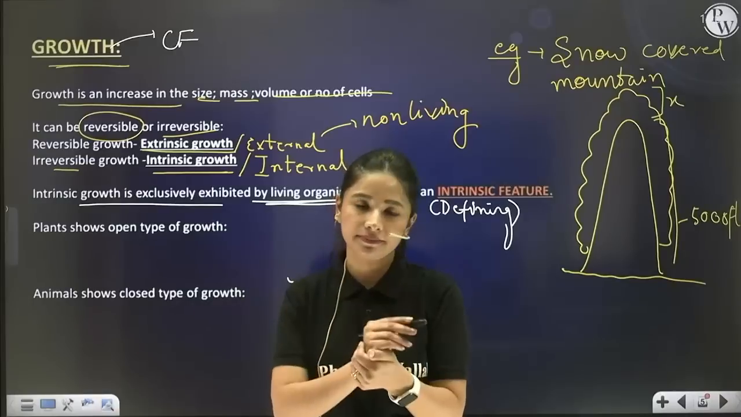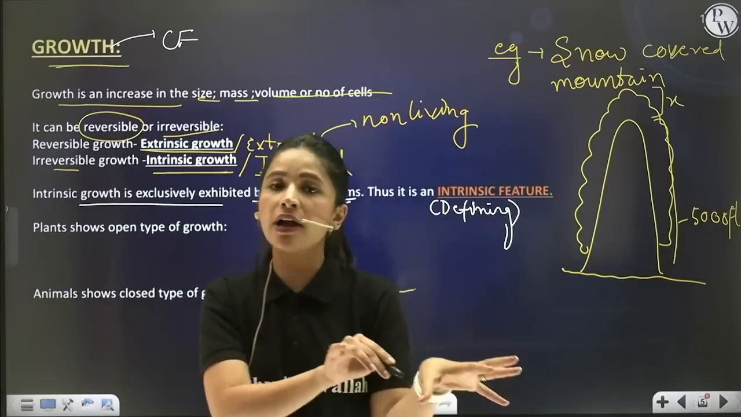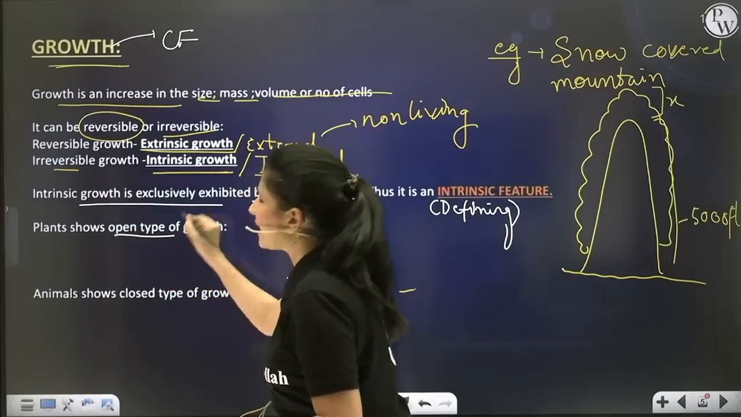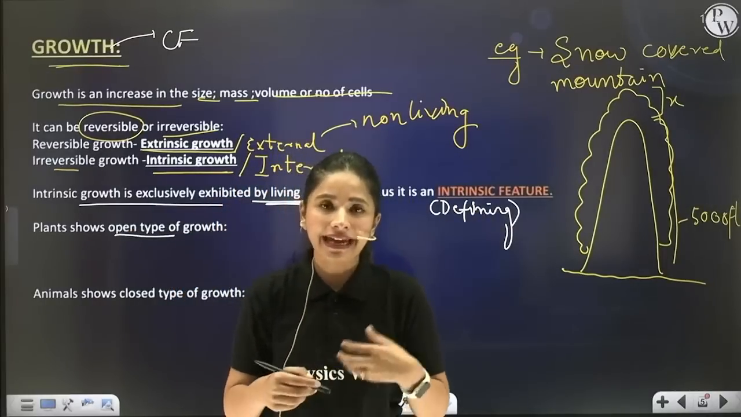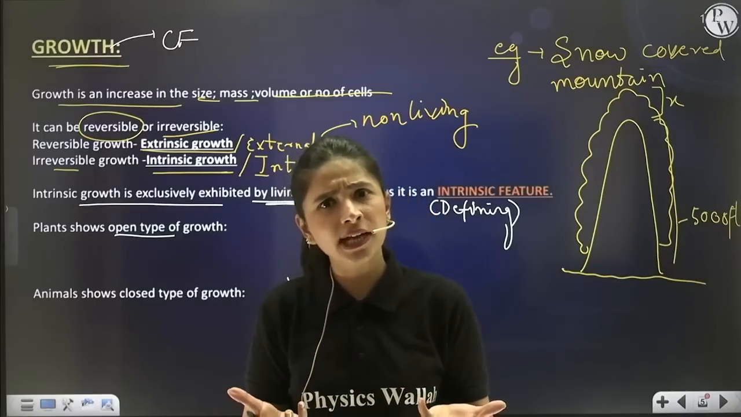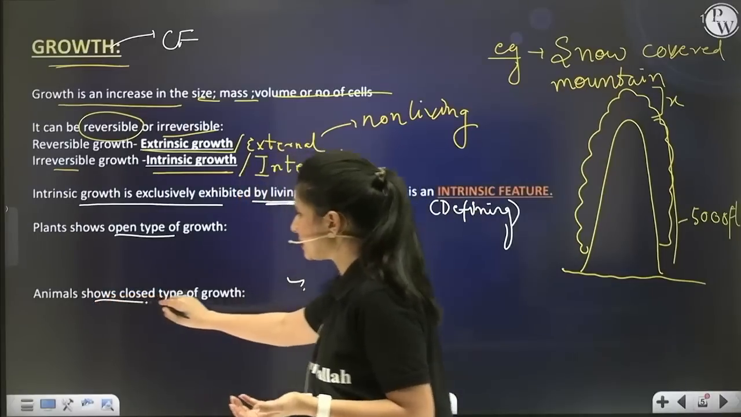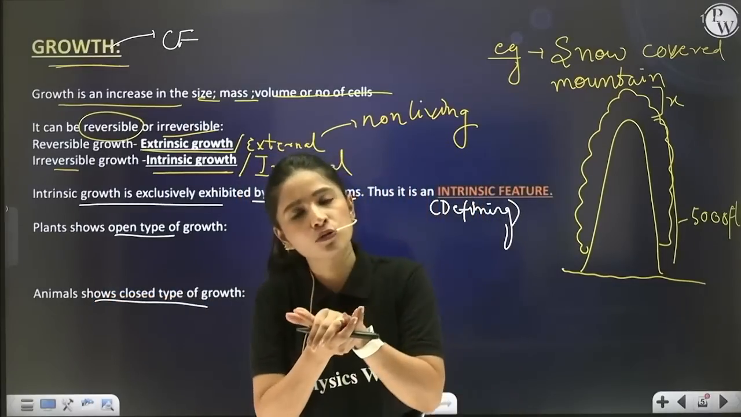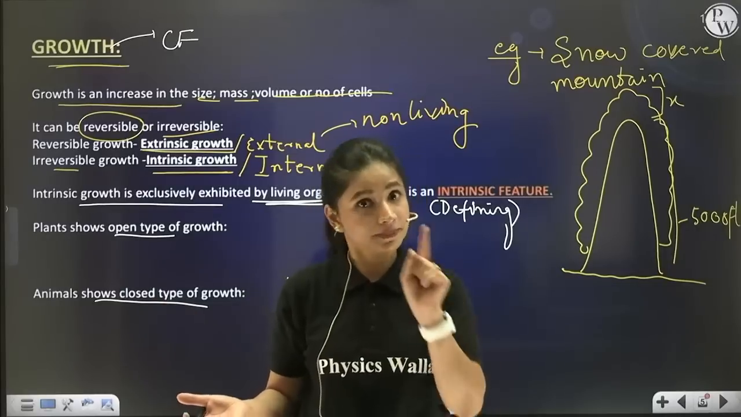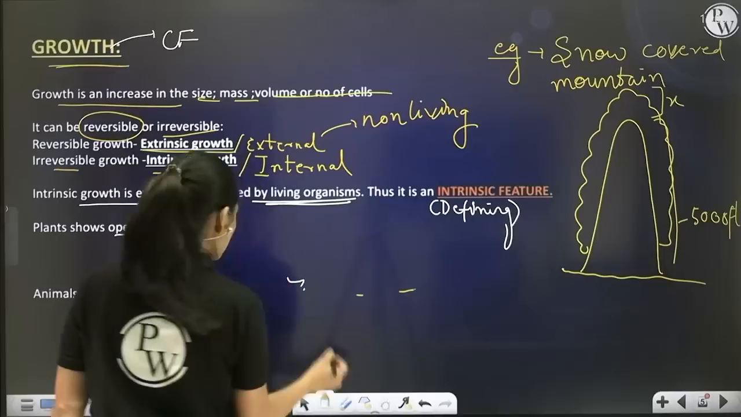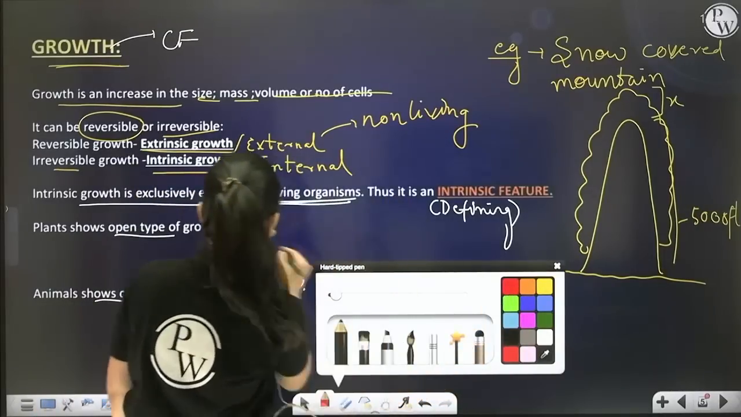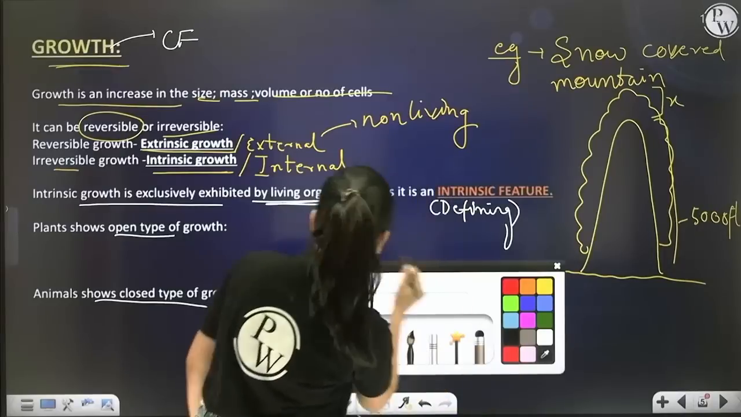Now, intrinsic growth, as I told you, it is exhibited by both the groups, plants as well as animals. If specifically I talk about plants, then plants show open type of growth. Their intrinsic growth is open type. Now, what is open type? And in animals, this intrinsic type of growth is closed type. Now, what is open, what is closed? Let's discuss.